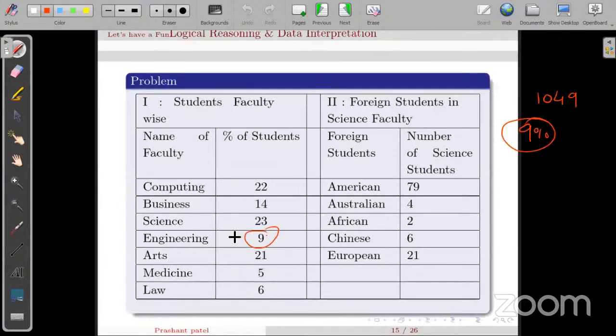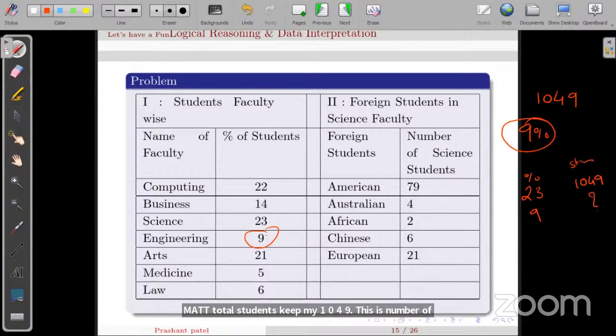Anyone getting? सिंपल है, अगर थोड़ा दिमाग लगाओगे तो हो जाएगा. See, बहुत सिंपल थिंग है. 23% हमारे पास है, उसमें टोटल स्टूडेंट्स कितने हैं? 1049. This is the number of students. So अगर मेरे पास 9% में फाइंड करने हैं तो कितने होंगे?